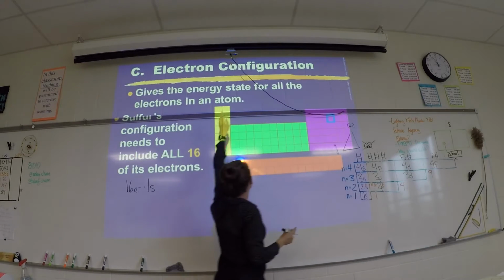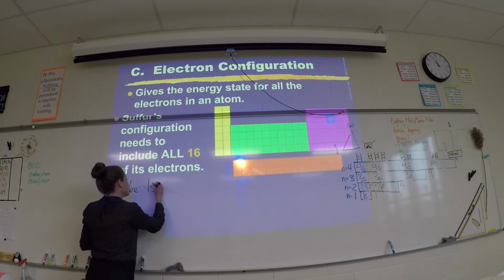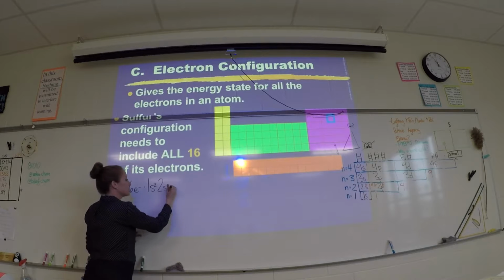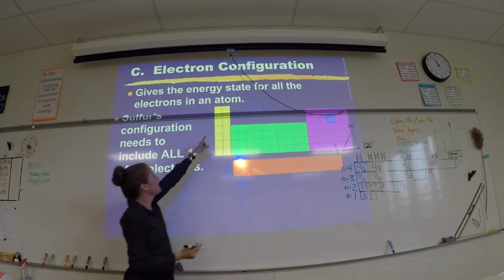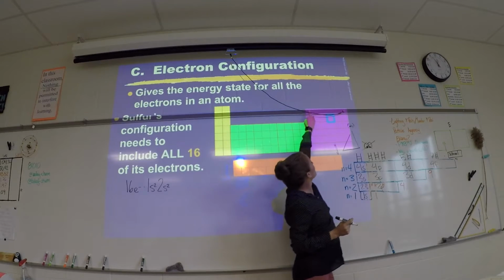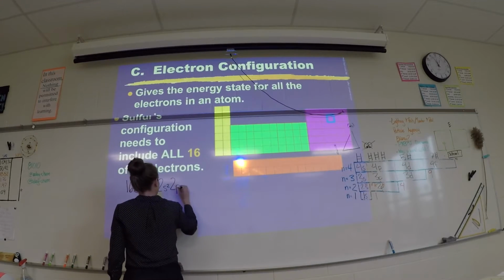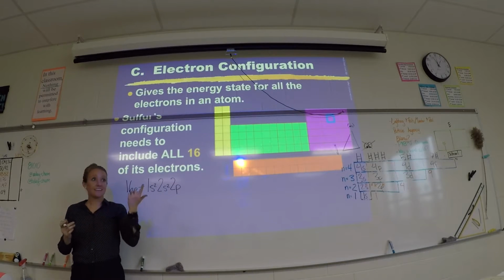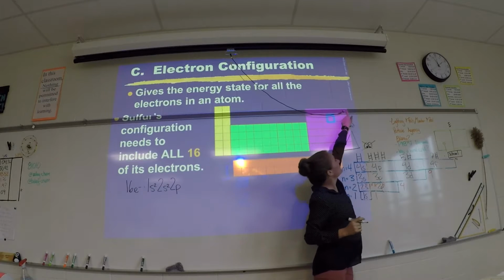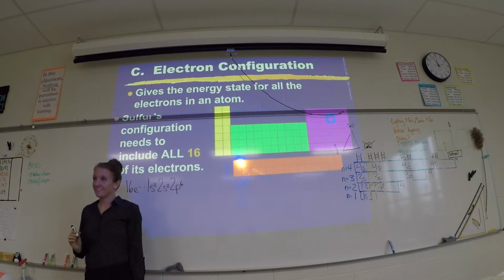So I go down to the second row. What's this? 2s. How many can I put in there? 2. Okay, so we've done this one and this one. Now we come across, so what room comes next? 2p, and how many can fit in there? 6. So if you ever forget, count it. 1, 2, 3, 4, 5, 6. So now we have 2p6.